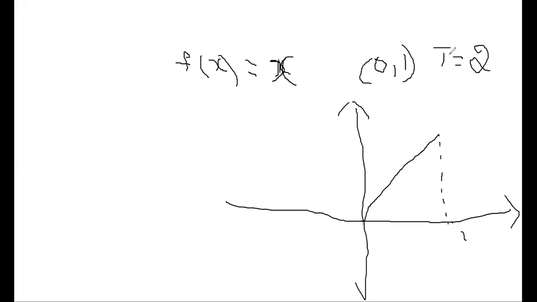Now the period is 2, which means we have to extend it to the interval minus 1 to 0. Either we can take the mirror image of this about the y-axis, that's also possible. I'm drawing roughly, I can't draw exactly. So if you take it about the y-axis, what will this function indicate? This V shape. What is the function?